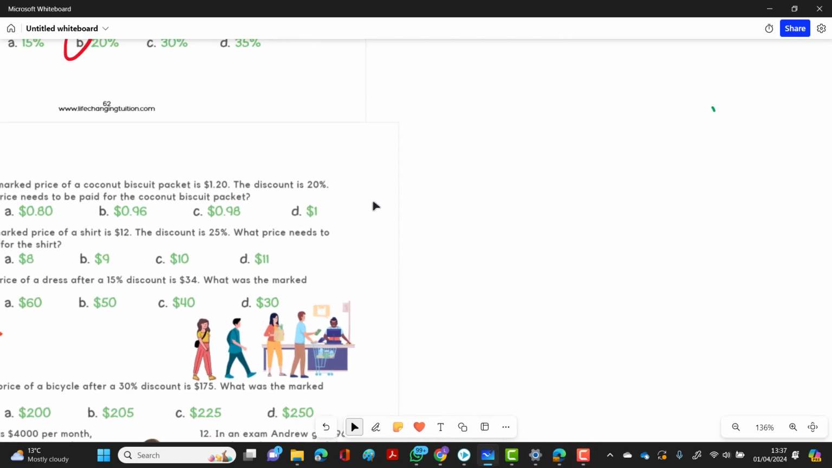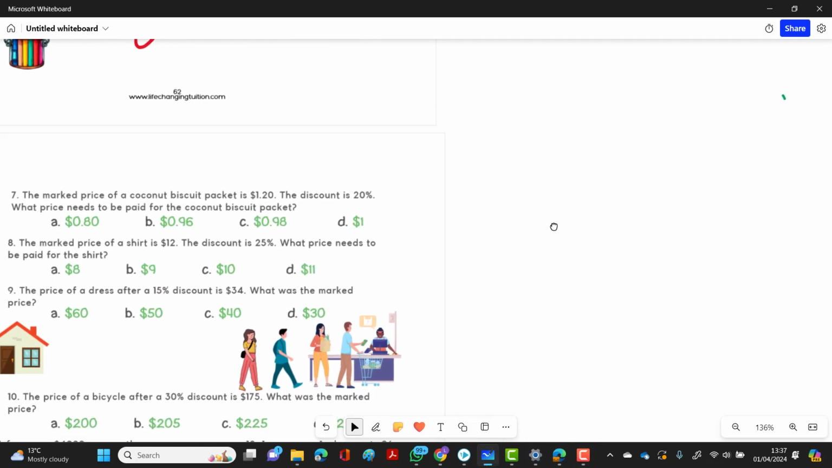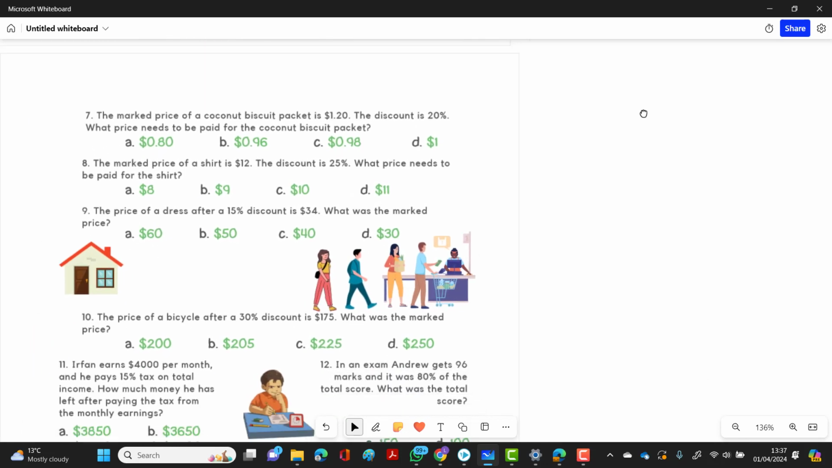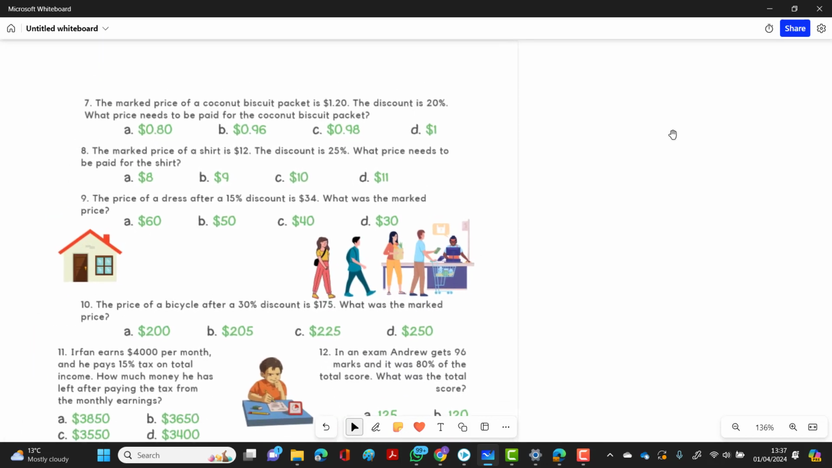Okay, so let's go on to the next questions. The marked price of a coconut biscuit packet is £1.20. The discount is 20%. What price needs to be paid for the coconut biscuit packet? Whenever you see the word discount, it means price taken off, so you take away.